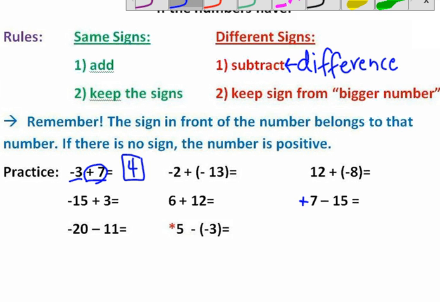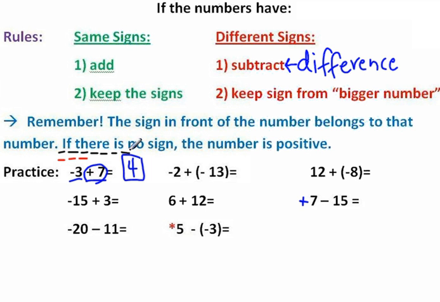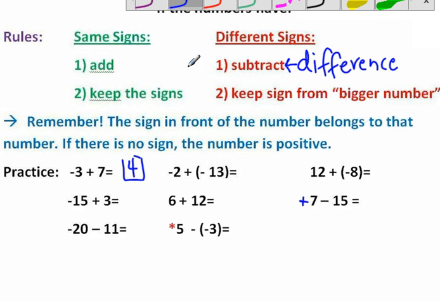And a good way to think of this is to think of those tiles that we saw in the very beginning. Here's what it would look like. I would have 3 red tiles, and I would have, I'm going to use black instead of yellow, 7 of the positive tiles: 1, 2, 3, 4, 5, 6, 7. And what would happen would be that these 3 would pair up with these 3 and they would cancel out. So what's left? Those 4 positives. So that's the idea behind keeping the sign of the larger number. Because there would be more of that color tiles, that's what would be left.